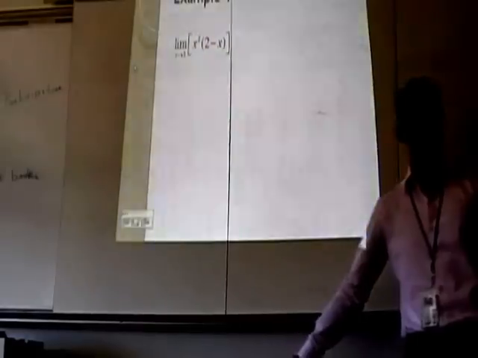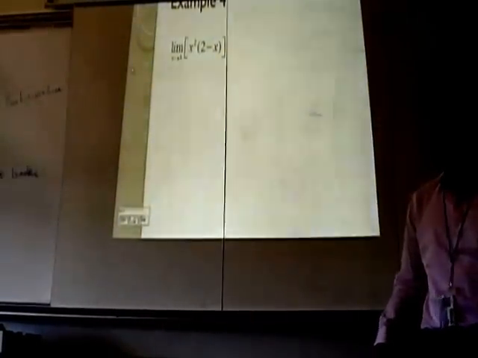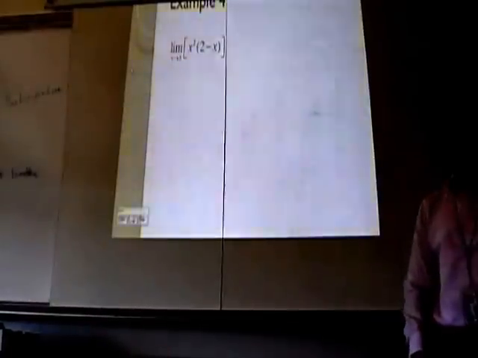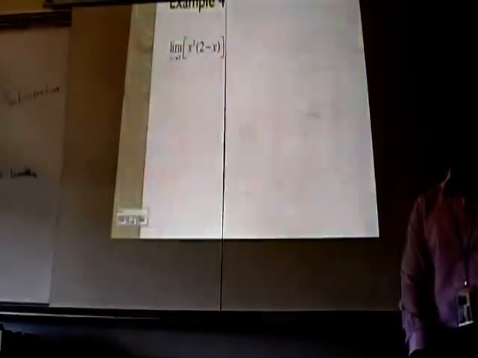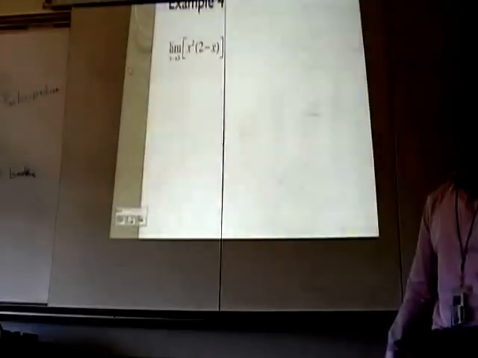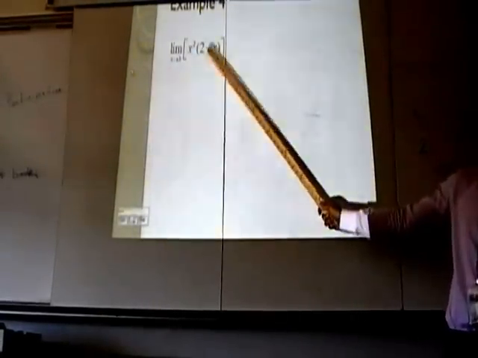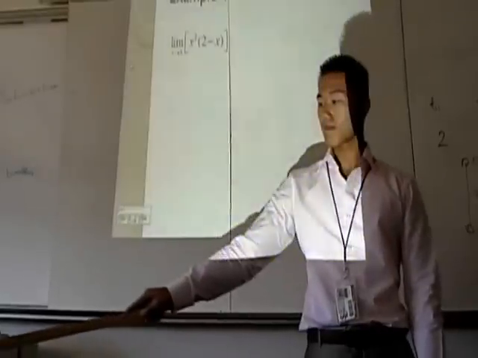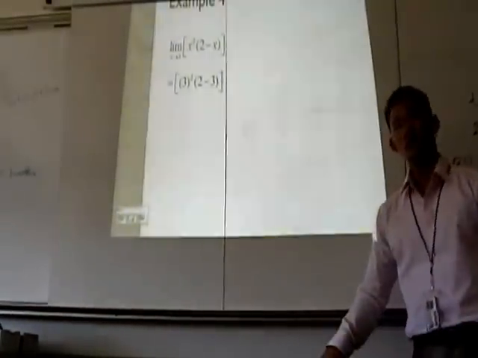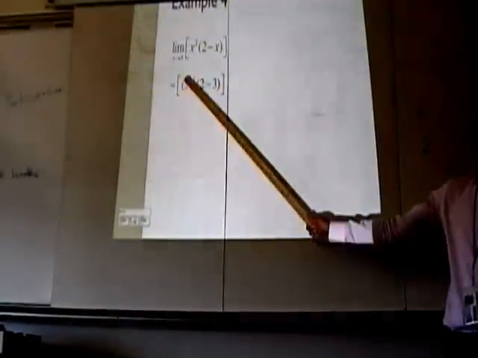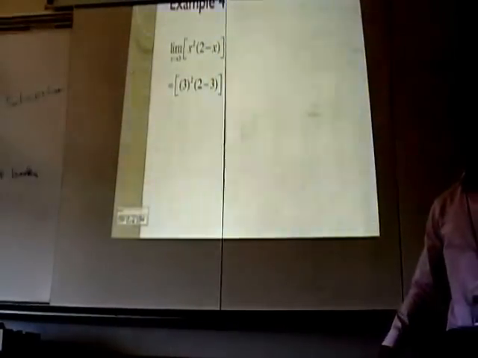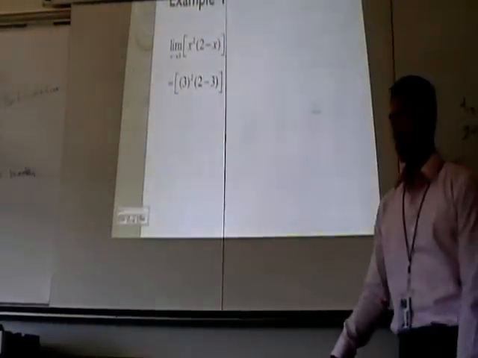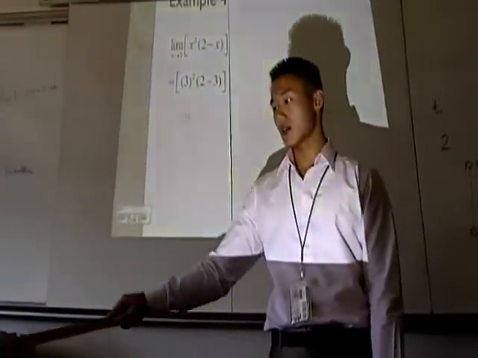So let's actually try with numbers. We have the limit as x approaches 3, and that's how you're going to say it. The limit as x approaches 3 of x squared times 2 minus x. All you do is plug the 3 into the x, and then you calculate it. 3 squared is 9, 2 minus 3 is negative 1, you get negative 9.